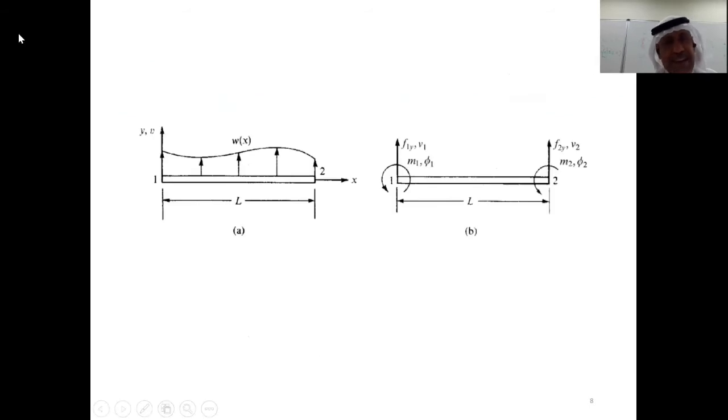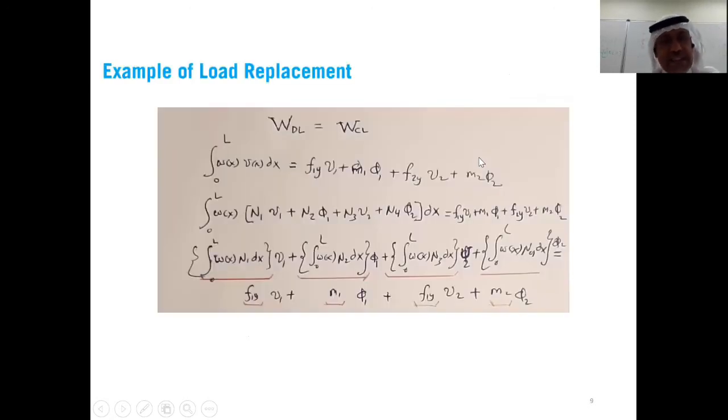Okay. Now, what is this? This is the one on the board, exactly the one I explained. This is the distributed force. This is the equivalent nodal forces. You have to equate the work done by the distributed load to the work done by the equivalent nodal forces. I think you like this slide. The work done by the distributed load equals the work done by the concentrated load.